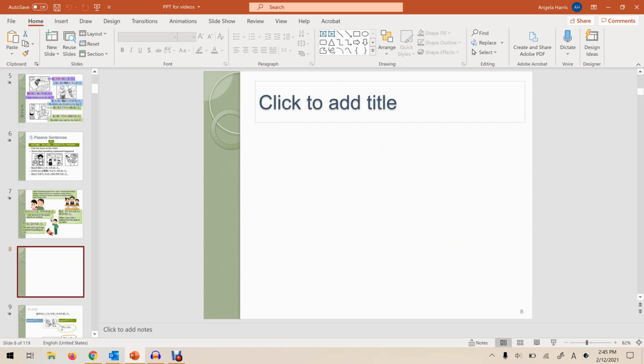So that's the beginning of our introduction of passive sentences. So see if you can use that information to help you with the questions below.